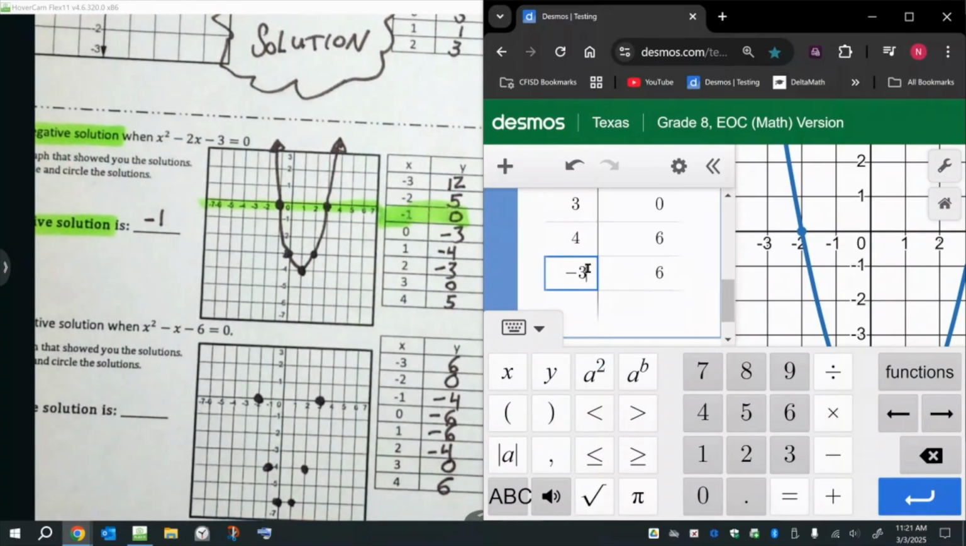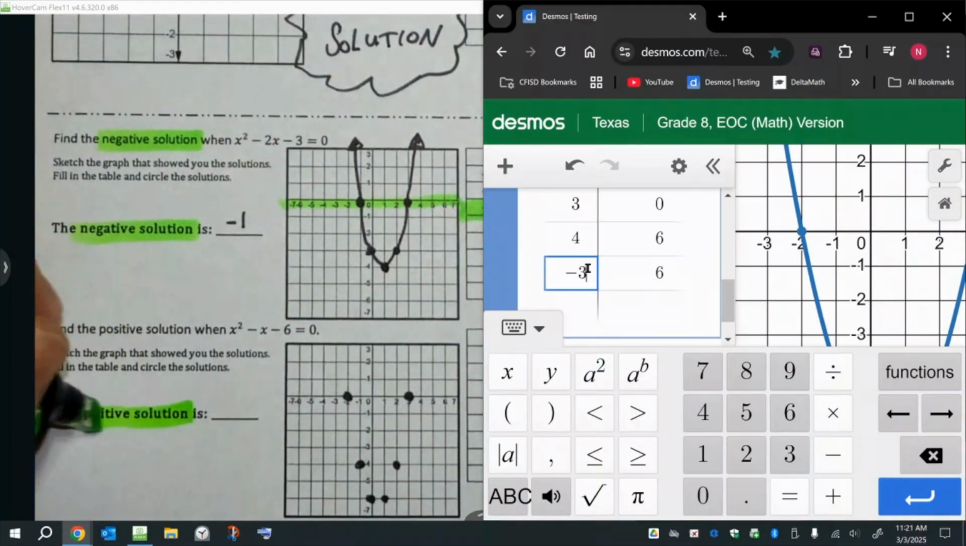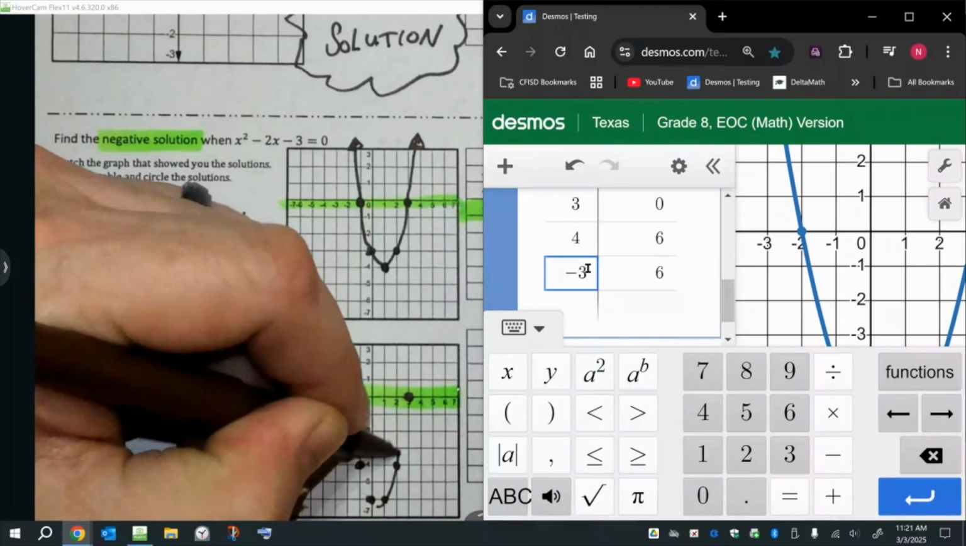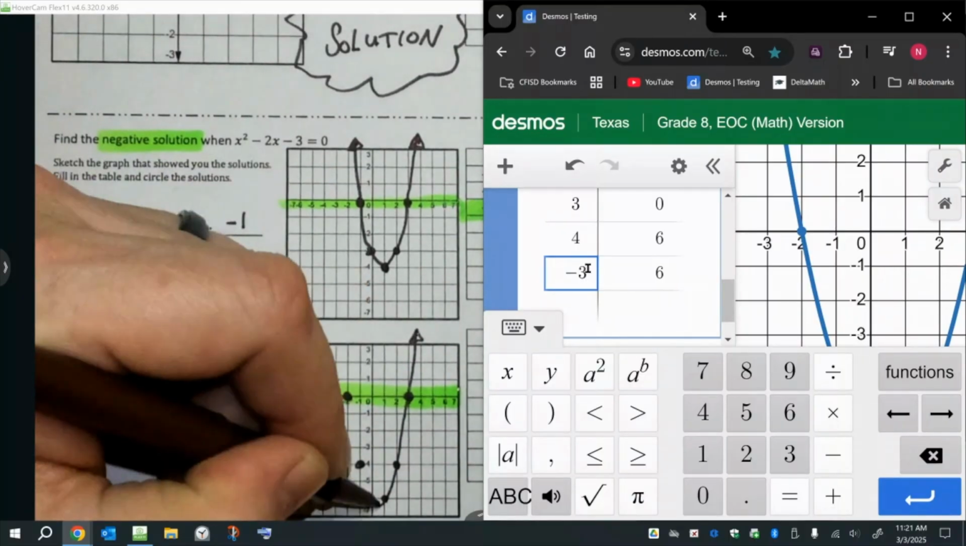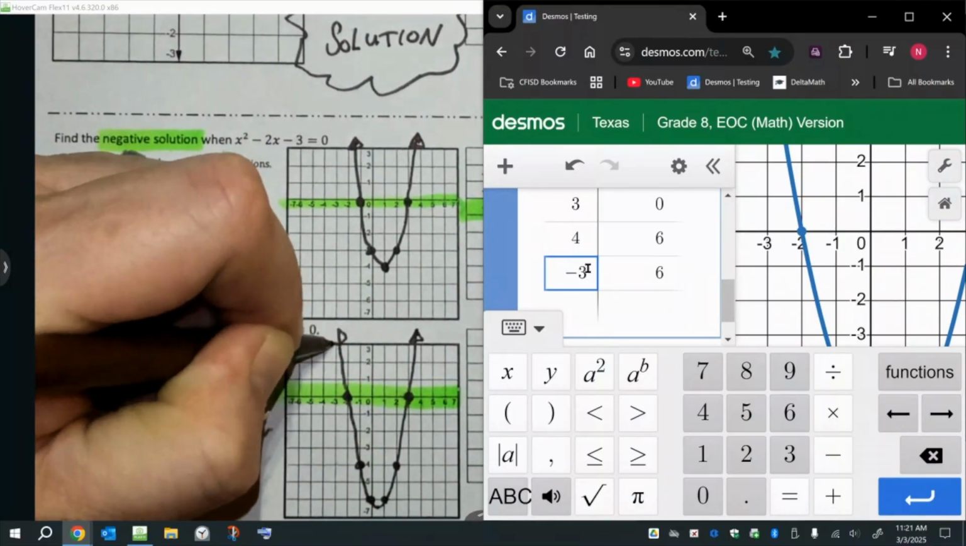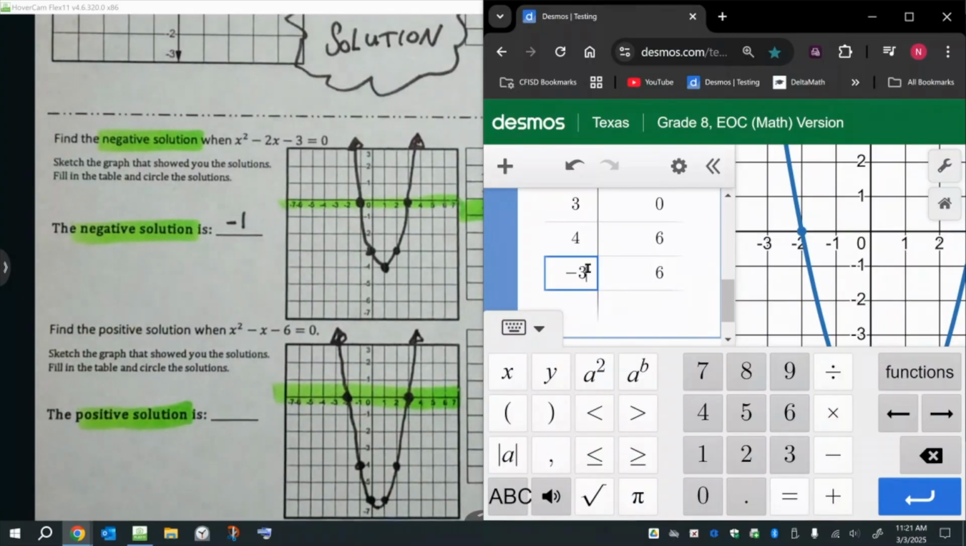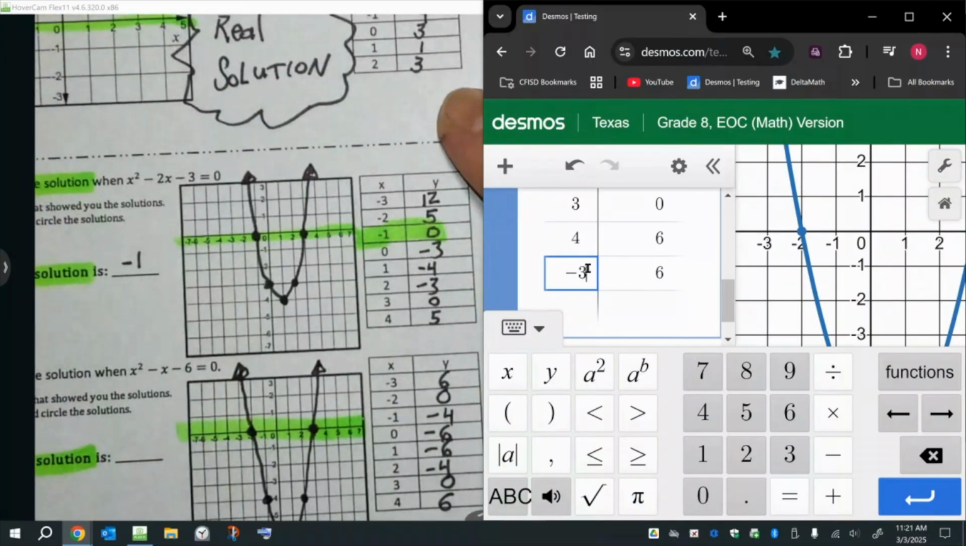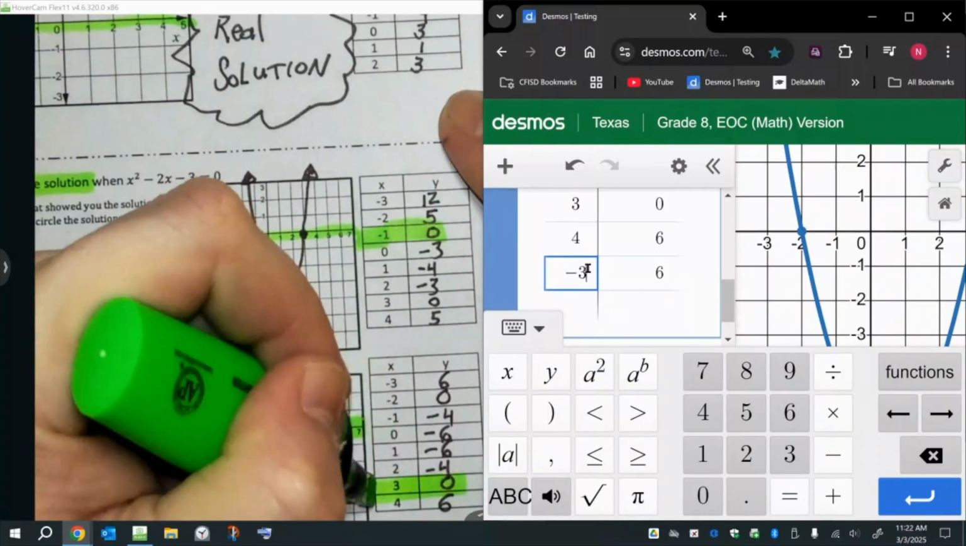All right, again, I want to know what is the positive solution for when it crosses this line. The positive solution is this guy over here, and that is 3, 0, or 3.